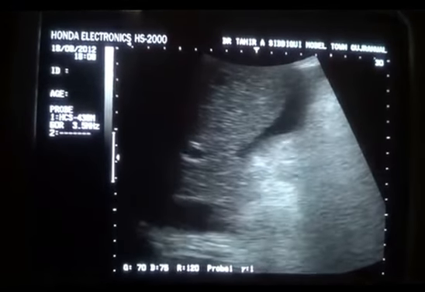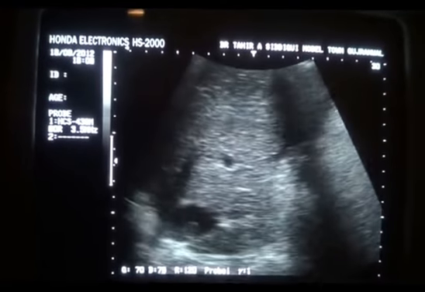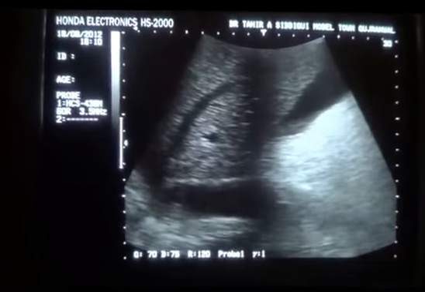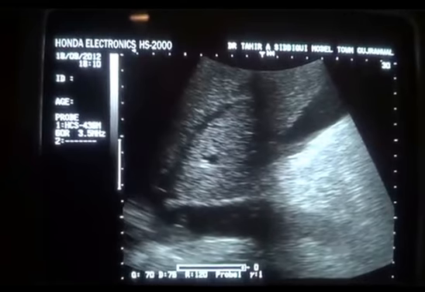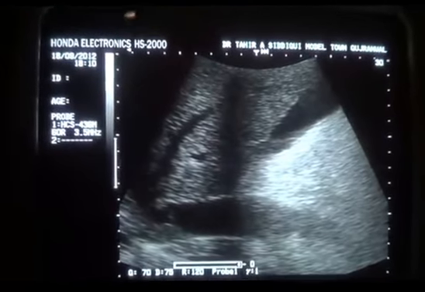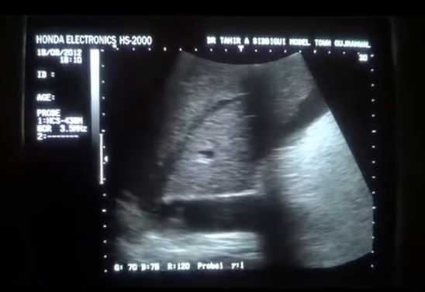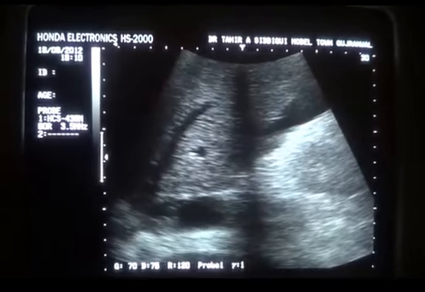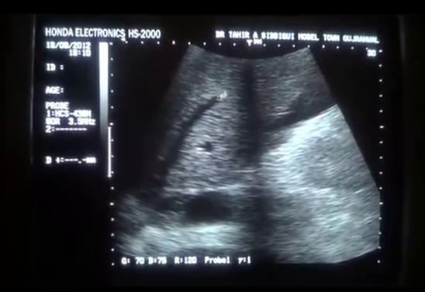And when I move the probe 90 degrees, you will see the echogenic area. Now this is the left lobe of the liver in the longitudinal section. This is the left hepatic vein.